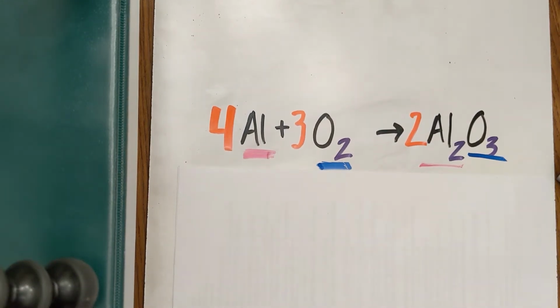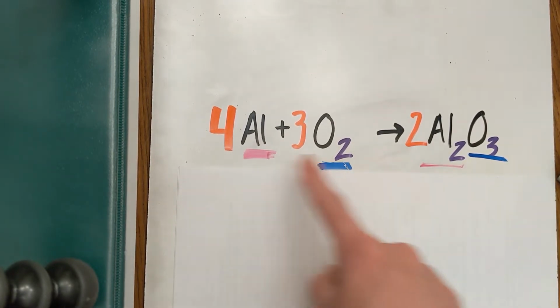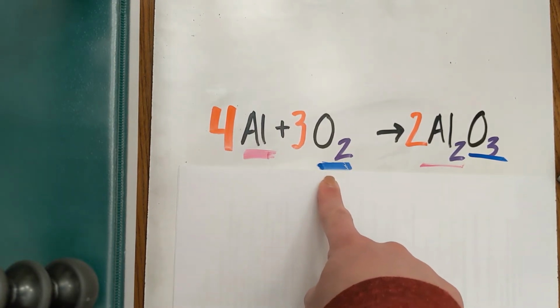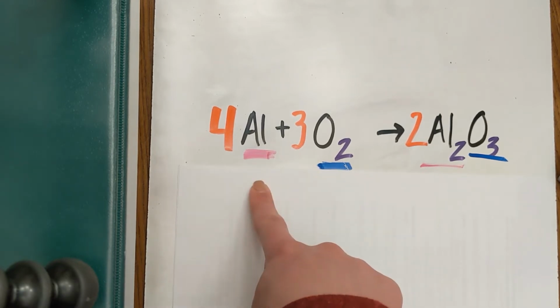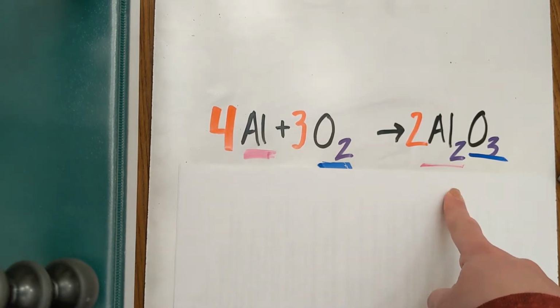Our next unit of chemistry is called stoichiometry, which is a cool unit because it says that if you know how much of any part of an equation you have, so let's say you know how much oxygen you have in this chemical reaction, then by a little bit of math, you can figure out how much aluminum you have and how much aluminum oxide you have.